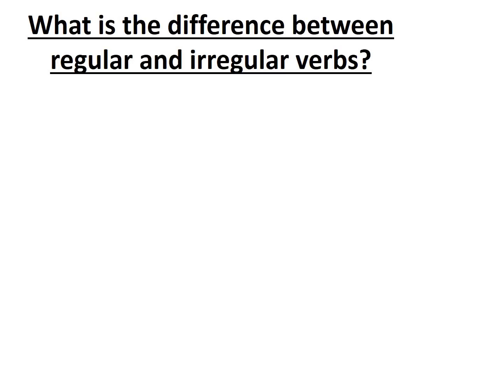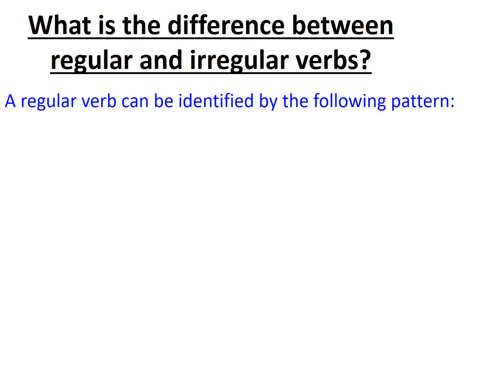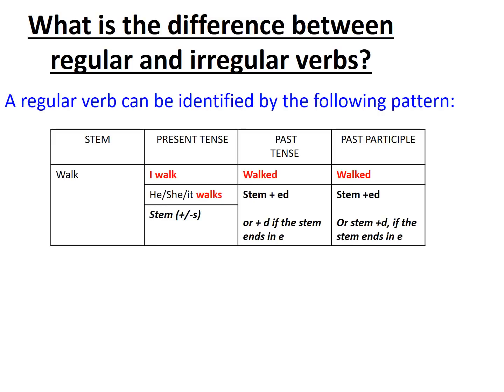In this video we'll be answering the question, what is the difference between regular and irregular verbs? A regular verb can be identified by the pattern, as you can see in this grid here. If we take the example of walk, the verb stem, in the present tense I would say I walk. There's an exception to that rule when we look at the third person. I would say he, she, or it walks.